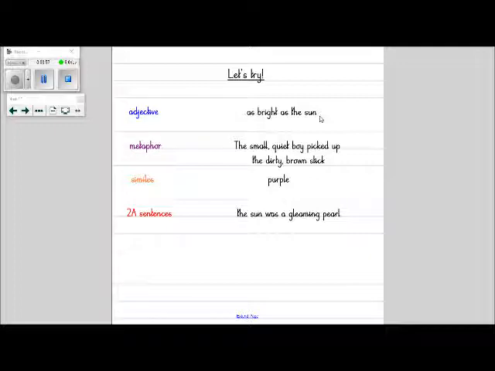Can you pause this video to give yourself some time to match your examples to the feature on the left hand side of the page? Press play when you're ready to continue.